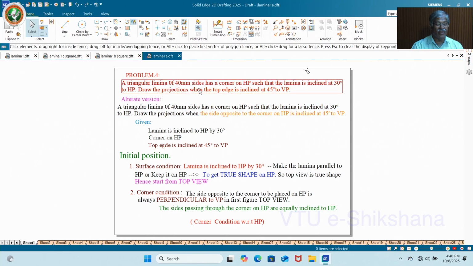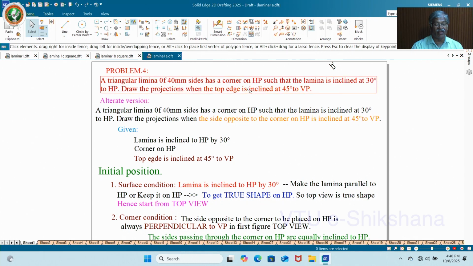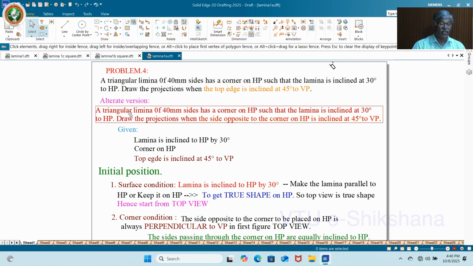A triangular lamina of 40 mm sides has a corner on HP such that the lamina is inclined at 30 degrees to HP. Draw the projections with the top edge inclined at 45 degrees to VP. Now, an alternate version of the problem: you may get the problem this way also. A triangular lamina of 40 mm side has a corner on HP such that the lamina is inclined at 30 degrees to HP. As usual, you have to draw the projections when the side opposite to the corner on HP is inclined at 45 degrees to VP.